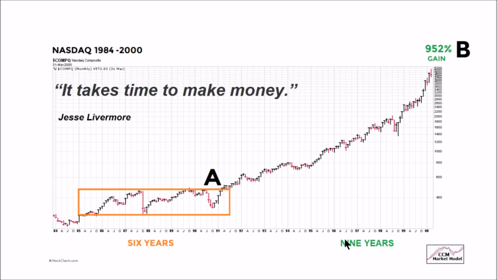In this case, it took 9 years with a lot of gut-wrenching volatility for the market to move 952% from point A to point B. And I might note, the number of trades that were required to move from point A to point B and capture a 952% gain, the number of trades required is basically one. You have to take a position, and then you have to sit tight.